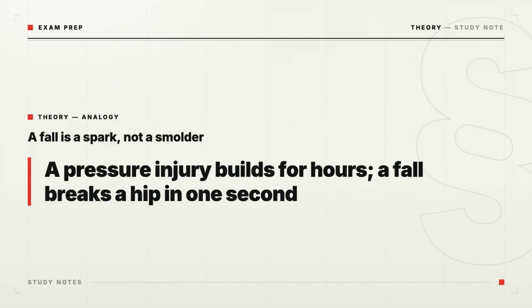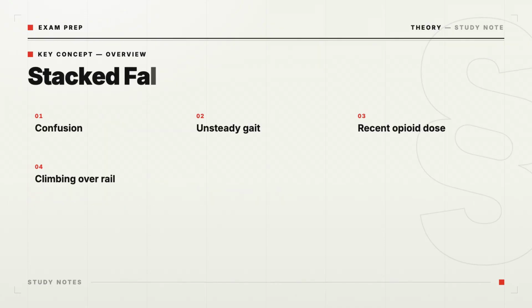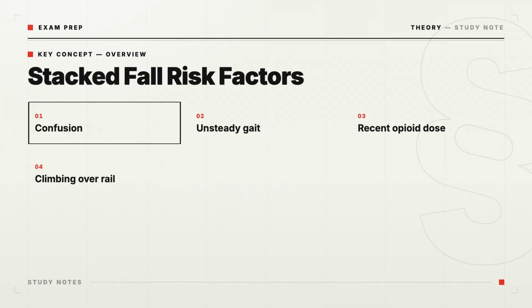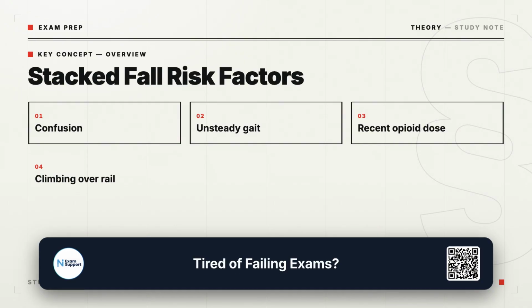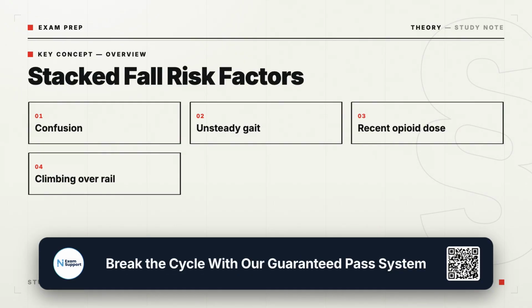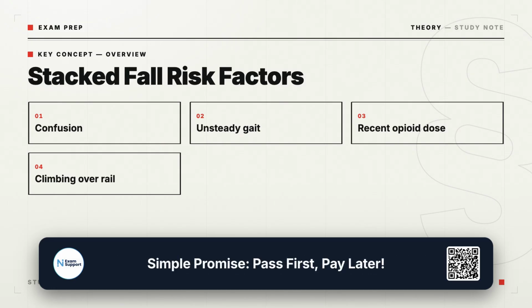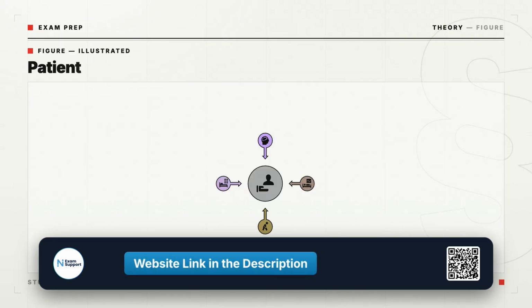And that combination of high severity with almost no warning pushes fall risk to the top of the list. Fall risk builds from stacked factors: confusion, an unsteady gait, a recent opioid dose, and a patient actively climbing over the side rail. When these pile up in one person who is already moving, the danger stops being theoretical and becomes an event seconds away.